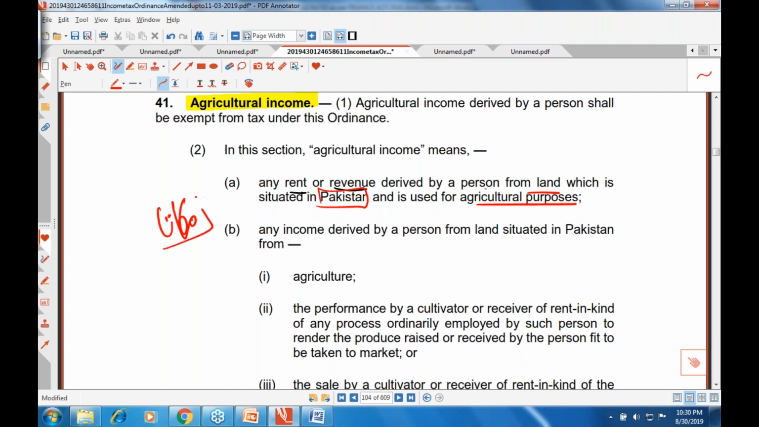Now, what is this mukata? Mukata is renting out of the land. So any rent or revenue derived by a person from land which is situated in Pakistan and is used for agricultural purposes. If you cultivate your own crops and you sell those crops, that's agricultural income, and that's exempt. If you give away your land on mukata, that rental income is also exempt from tax. That's called agricultural income, and that's not called income from property.